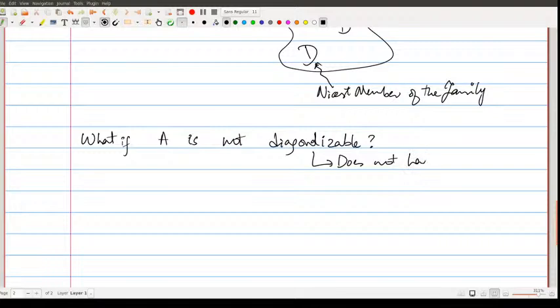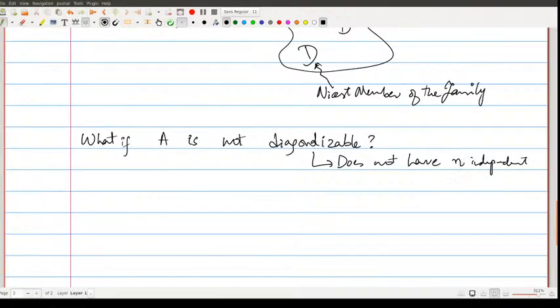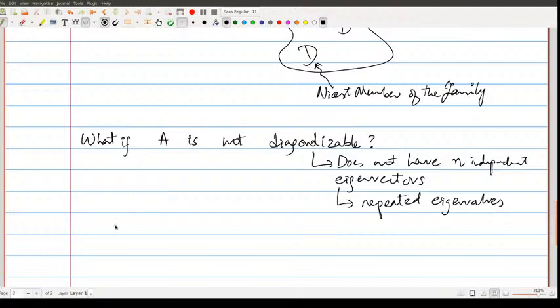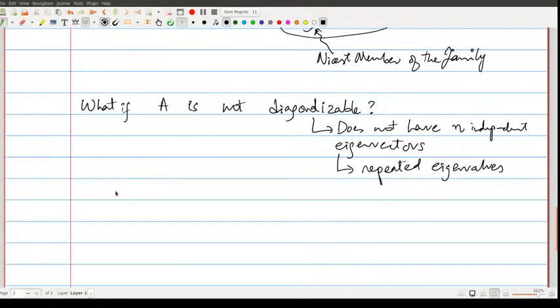A is not diagonalizable when it does not have n independent eigenvectors, and that can happen only when A has repeated eigenvalues. Okay, so the idea is, let's consider A has repeated eigenvalues, and I'm going to give you a matrix that has this problem inside it, right?